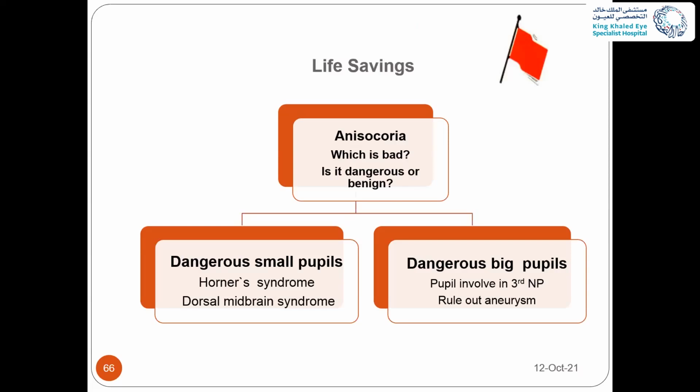Small pupil is dangerous: look for Horner's, dorsal midbrain lesion or tumor. Dangerous big pupil: when we have a big pupil, third nerve palsy with pupil dilated, so we have to rule out aneurysm. So this is the rule of life-saving dangerous pupil, whether it's small or large. Small, be sure that we are not dealing with Horner's, and a dangerous big pupil if we have third nerve palsy with pupil dilated.